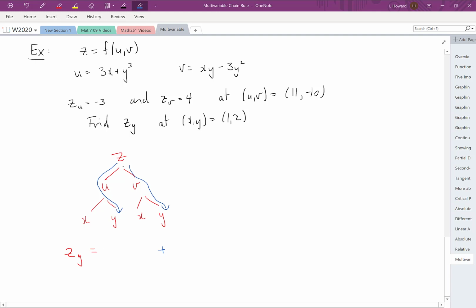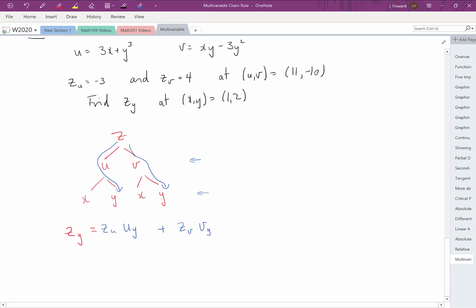All the derivatives that we're going to write down are going to be partial derivatives, because in this level we're seeing multiple variables, and in this level we're seeing multiple variables as well. So every variable that we see in this diagram depends on multiple other variables. According to our diagram then, we're going to have z sub u times u sub y for our first path, plus z sub v times v sub y.